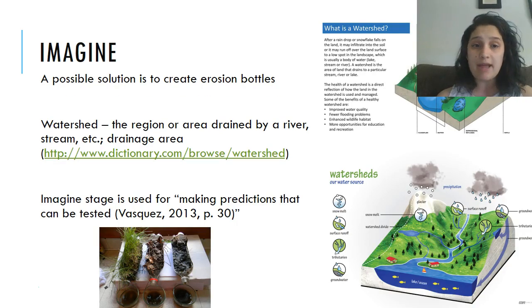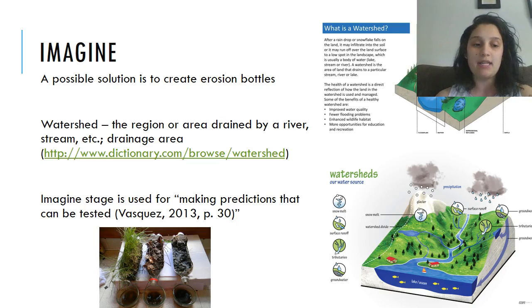So the next part was to imagine. I did use the example of the erosion bottles. I really thought that would be the best way to go for me personally. I looked up what a watershed was because I wasn't quite sure what the definition was. It's a region or area drained by a river, stream, etc. It's basically a drainage area. So again, the imagine stage is used for making predictions that can be tested.